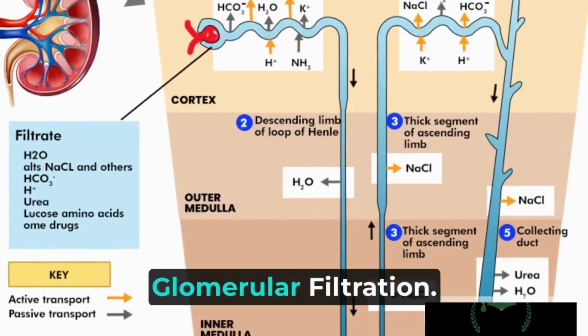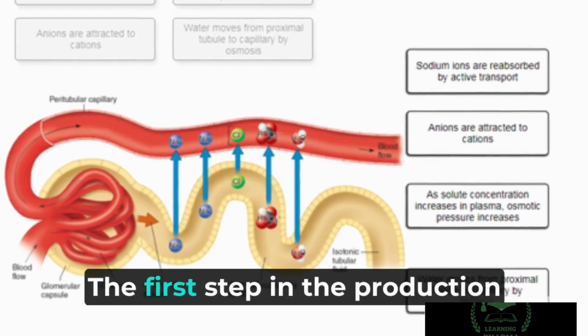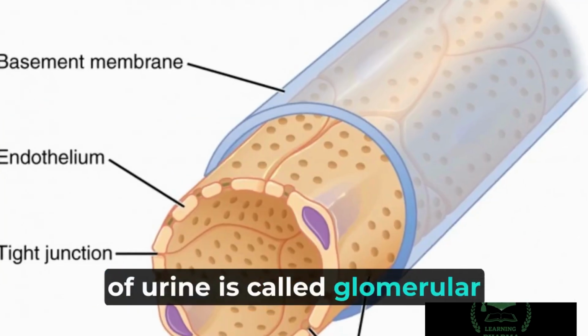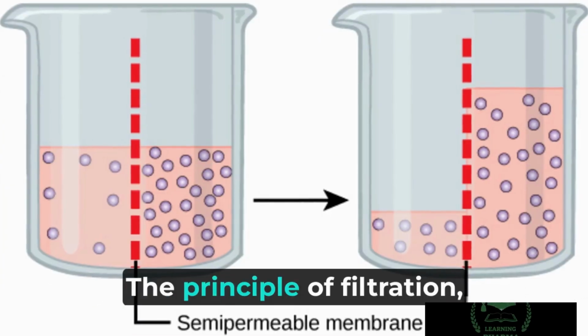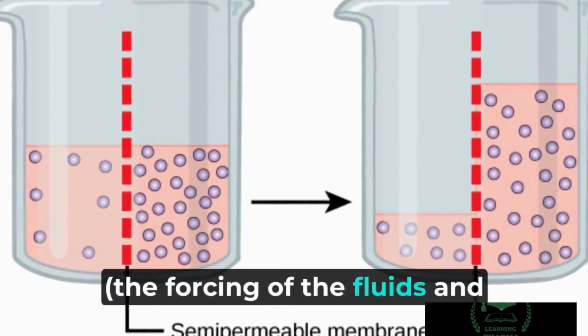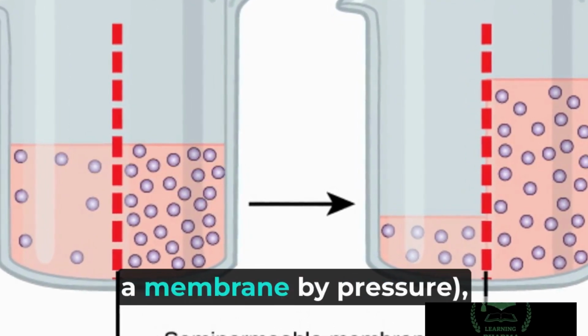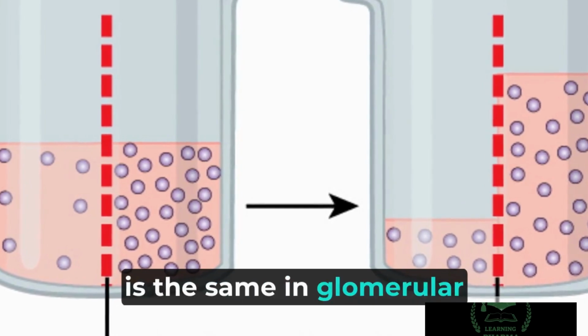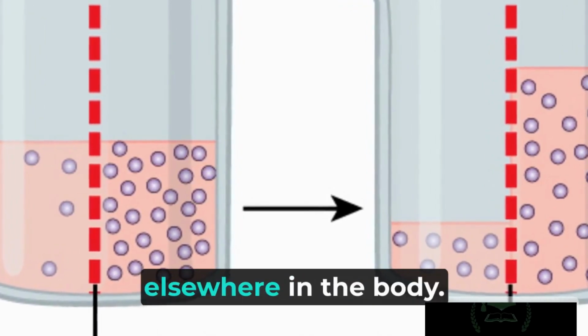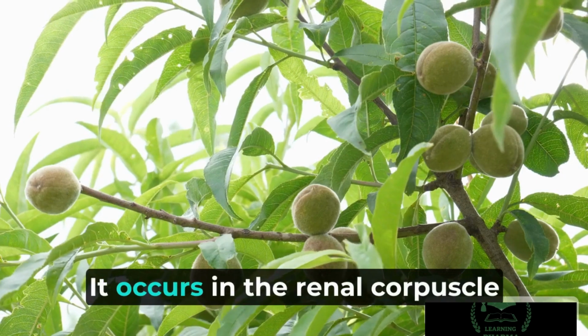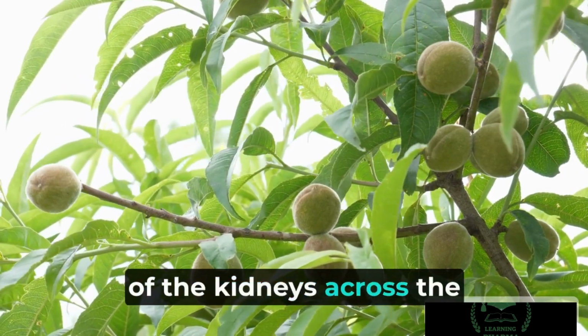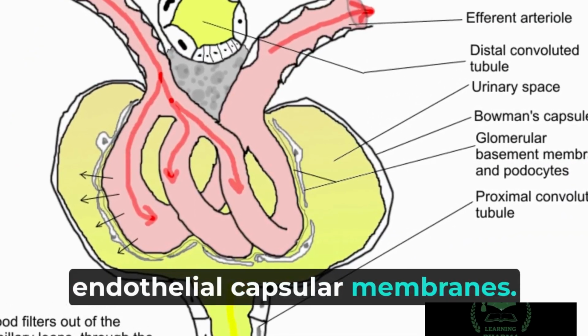Glomerular filtration. The first step in the production of urine is called glomerular filtration. The principle of filtration, the forcing of fluids and dissolved substances through a membrane by pressure, is the same in glomerular capillaries as in capillaries elsewhere in the body. It occurs in the renal corpuscle of the kidneys across the endothelial capsular membranes.